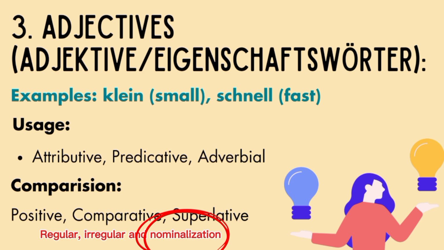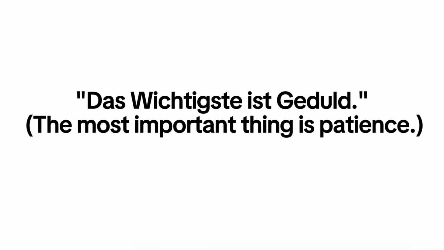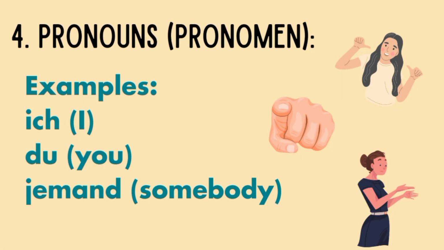Now, thirdly, we have nominalization. Here we have a sentence, "Das Wichtigste Geduld," which means the most important thing is patience. Here, Wichtigste is capitalized because it refers to a noun. Now, let's move on to pronouns, which we call pronomen in German language.